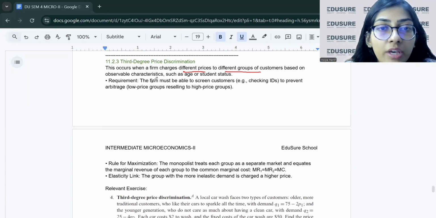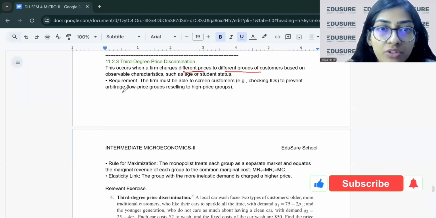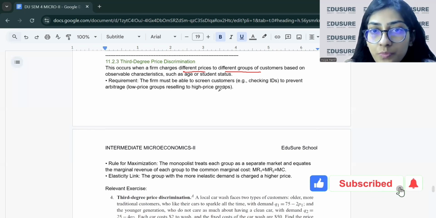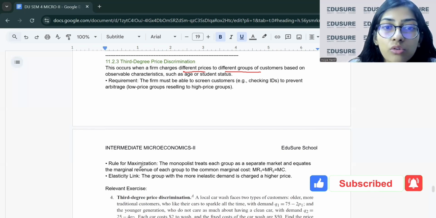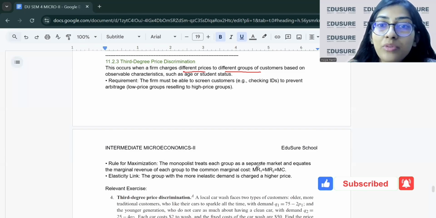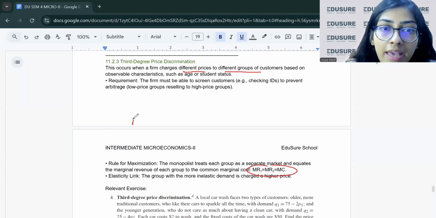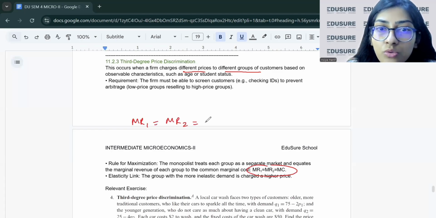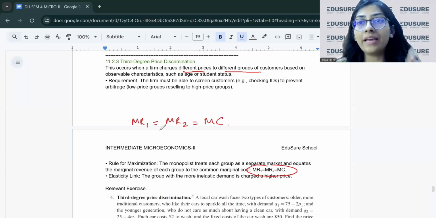Here, the requirement is that the firm must be able to screen the customers, checking IDs to prevent arbitrage, low price groups reselling to high price groups, right? So here we have to screen something. Now, the rule for maximization is that the monopolist treats each group as a separate market and equates the marginal revenue of each group to the common marginal cost. So here we have the condition MR1 = MR2 = MC. Okay, so we just have to apply this in each market.